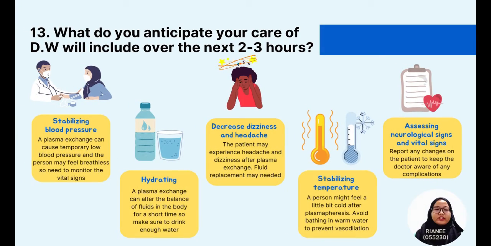Okay, next question. What do you anticipate your care of DW will include over the next 2 to 3 hours? Number 1, stabilizing the blood pressure. A plasma exchange can cause temporary low blood pressure and the person may feel breathless. So we need to monitor the vital signs. Number 2, hydrating. A plasma exchange can alter the balance of fluids in the body for a short time, so make sure the person drinks enough water.